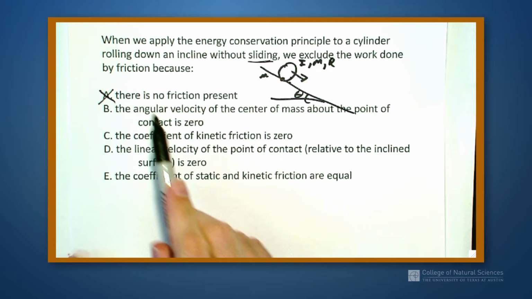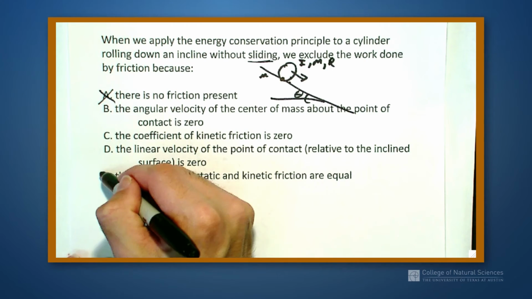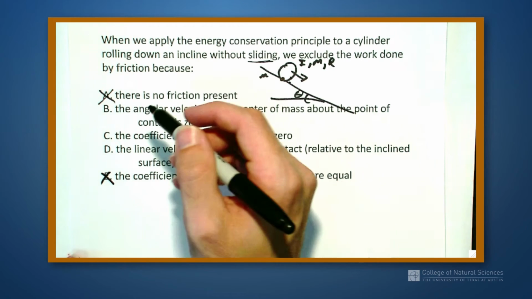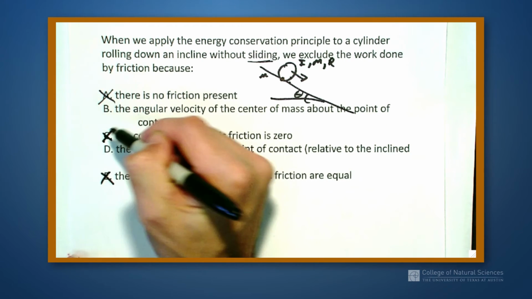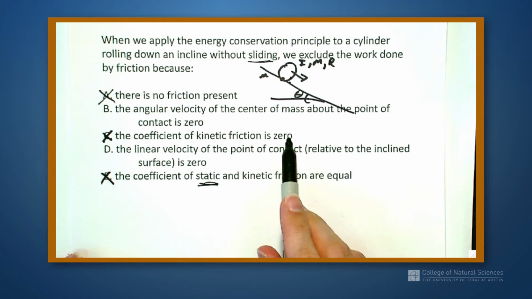So there is friction. Coefficient of static friction and kinetic friction are equal. That just doesn't really make any sense. Coefficient of kinetic friction is 0. We're not actually in a kinetic friction state. We're actually in a static friction state. So it doesn't matter what the kinetic friction is, and it's not because it's 0.